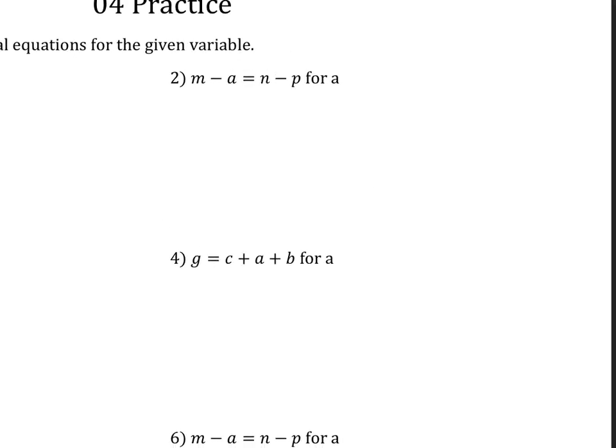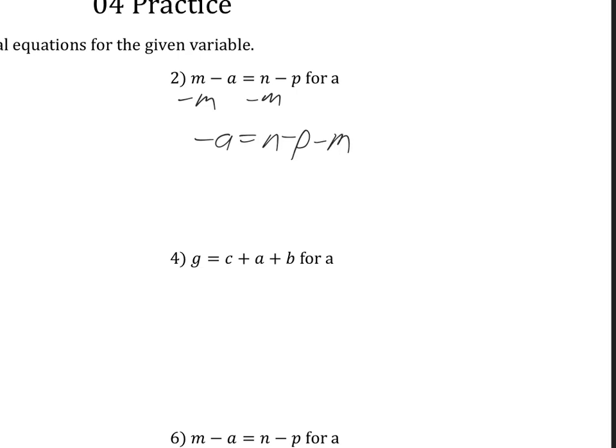We are solving for a. Okay, so we should have gotten a equals negative n plus m plus p. So let's double check how we did that. I'm going to subtract the m from both sides. So that tells me I have negative a equals n minus p minus m.